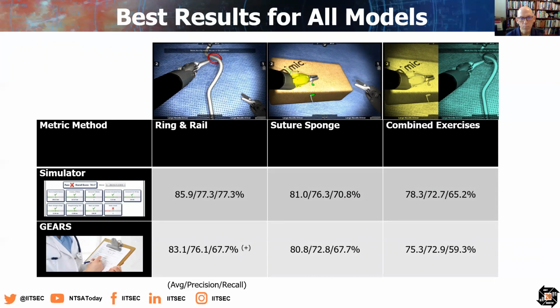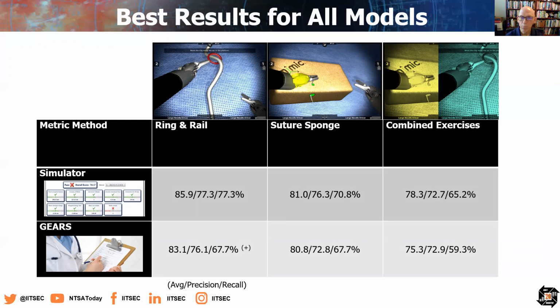So the reason that it's better at Ring and Rail than Suture Sponge, we believe, is because the Ring and Rail exercise is actually a much simpler exercise. So there's a lot less variation and a lot less complexity in what you see happening in the scene.